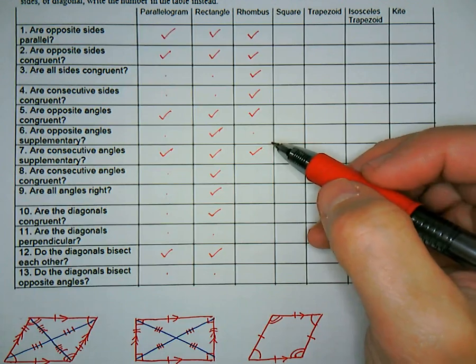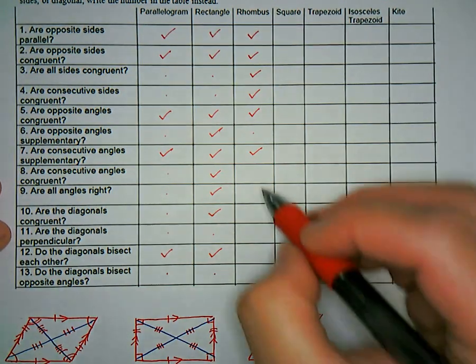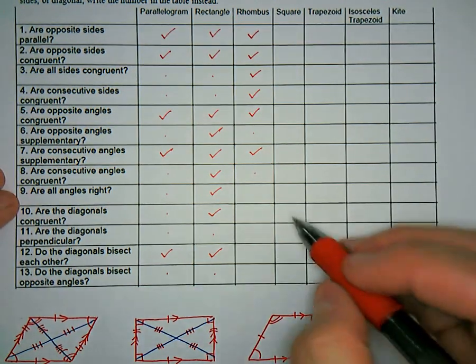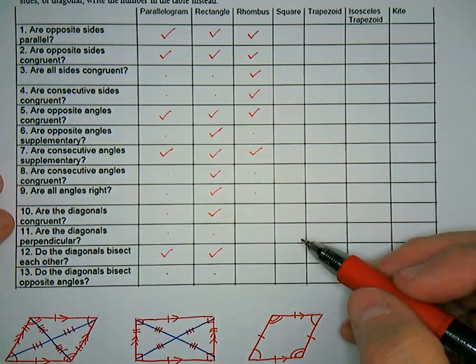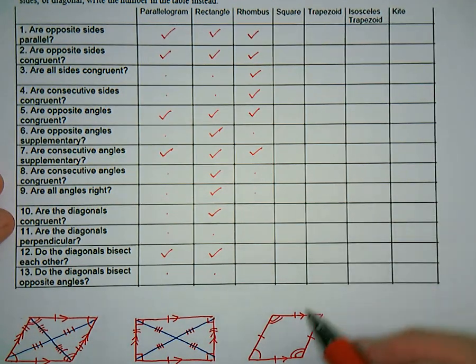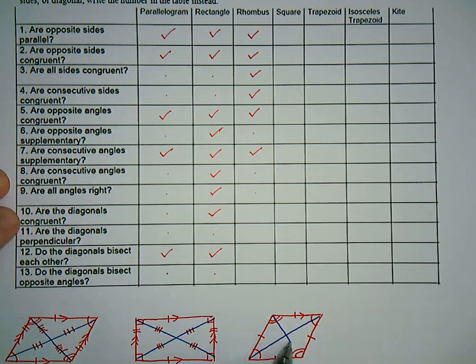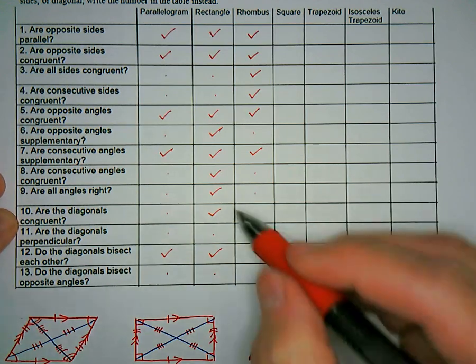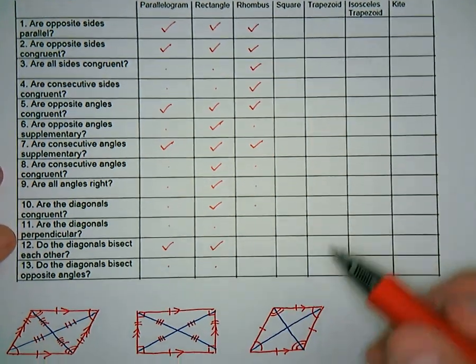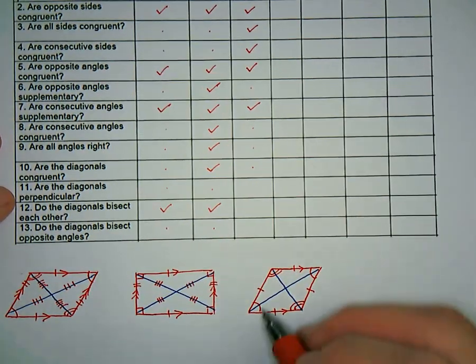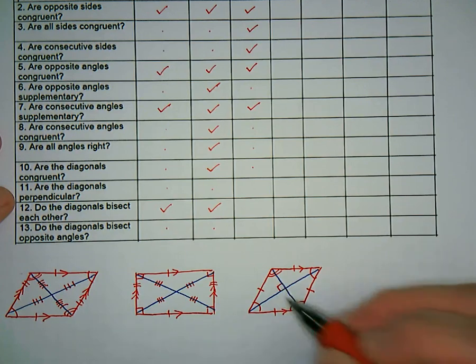Are consecutive angles congruent? Well, this is not congruent to that. Are all the angles right? Absolutely not. Are the diagonals congruent? So the diagonals, well, this one is longer than this one. Okay, so that doesn't work. Are the diagonals perpendicular? Matter of fact, they are. When they cross at 90-degree angles.